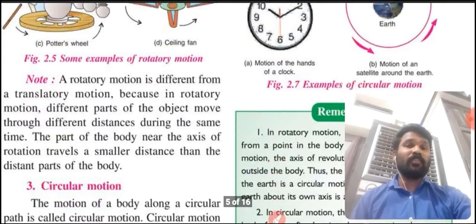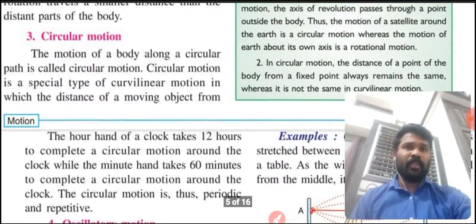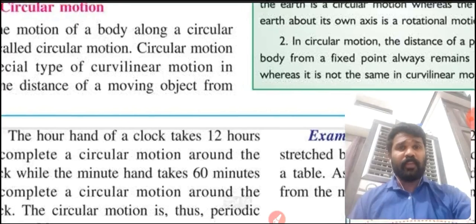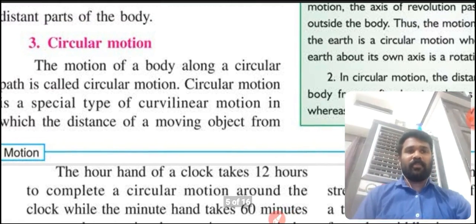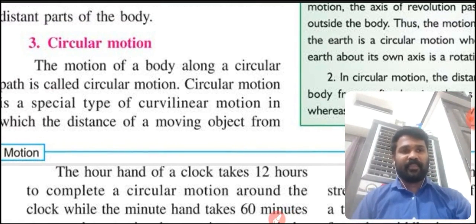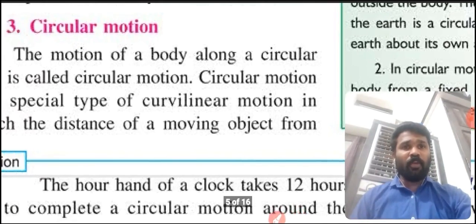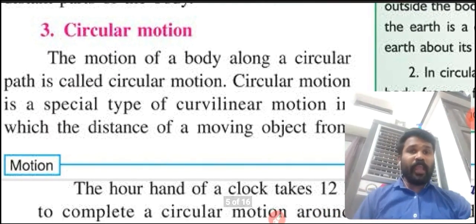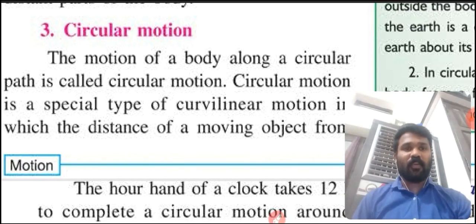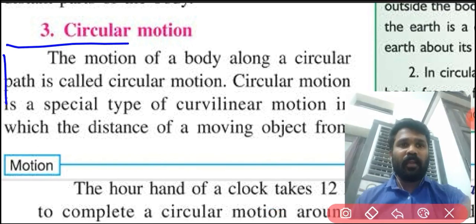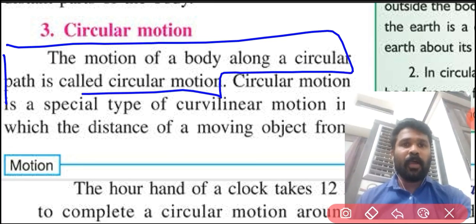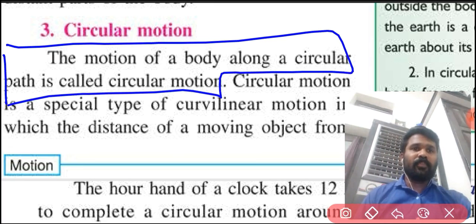Yesterday we discussed rotatory motion, okay, and what is the difference between rotatory motion and circular motion? We are going to discuss today. The motion of a body along a circular path is called circular motion.